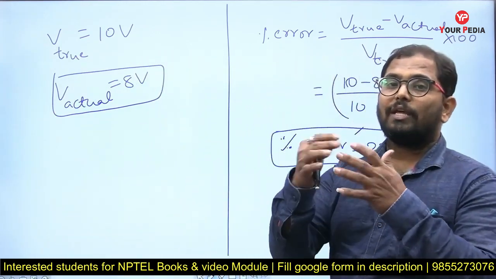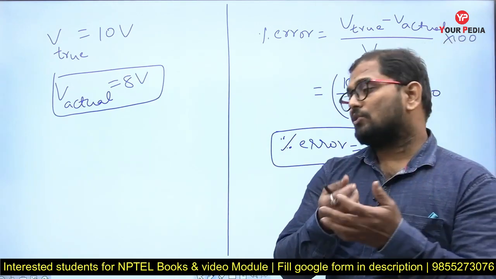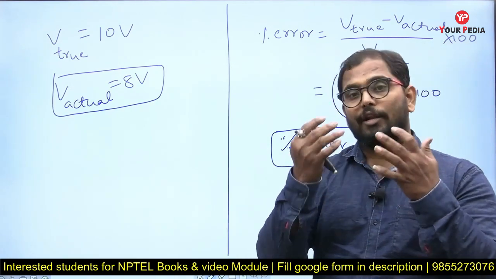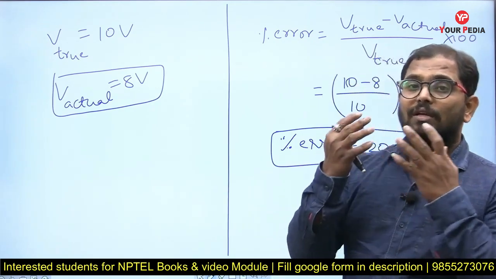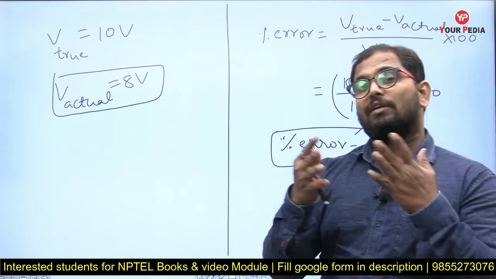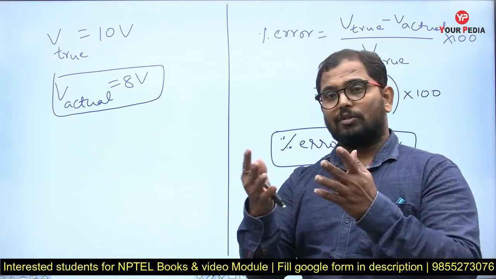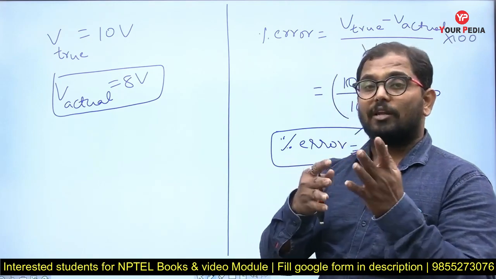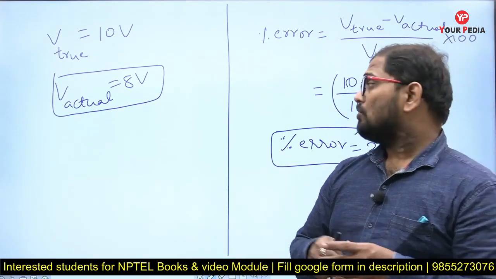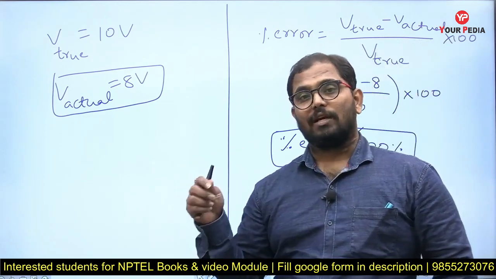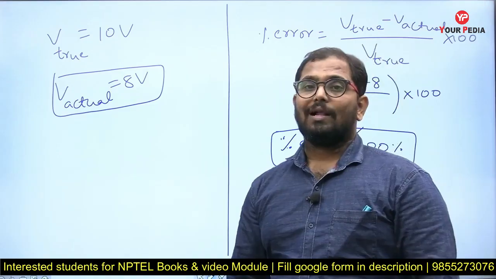As you keep on selecting higher resistance voltmeters, this will reduce the error, because the reading that the voltmeter shows will be nearer to the true value. So like this, we need to select the answer and solve the questions. Thank you. All the best.